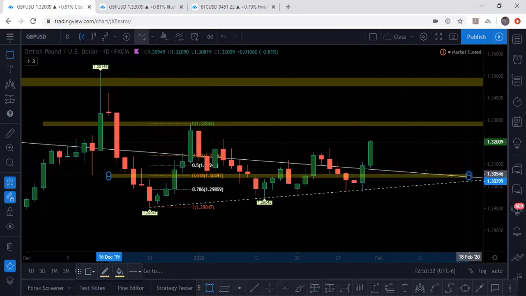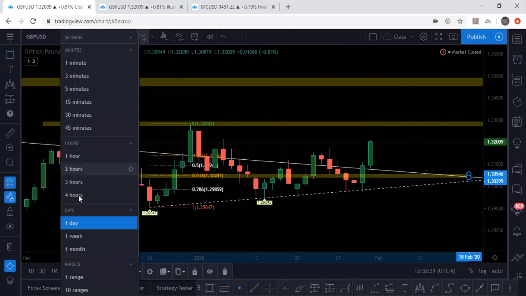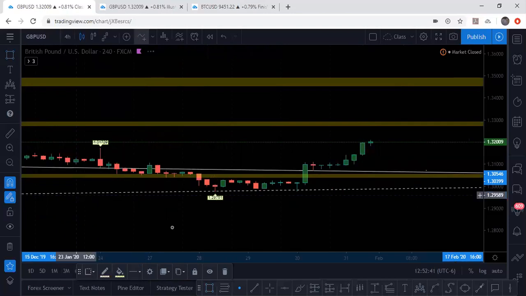Let's put a zone right there. All right, good. Let's keep riding. So we take it back to what? To the 4 hours. So the 4 hours is really where I mark up my chart.